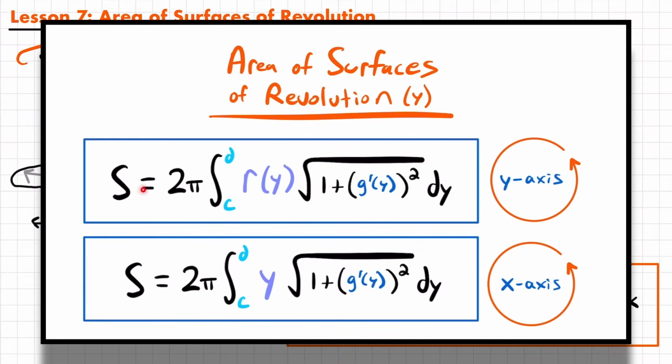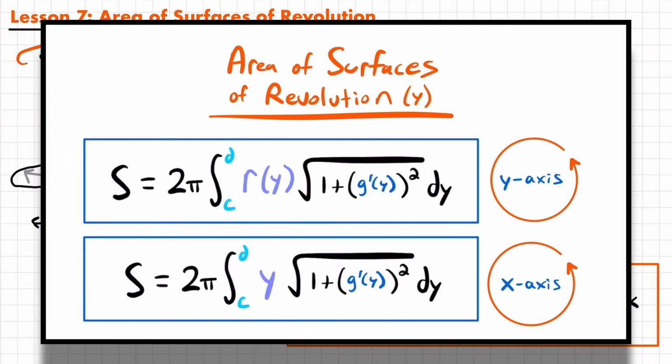So if you're revolving around the y-axis and your curve is expressed in terms of y, then the area of the surface is equal to 2 pi times the integral from c to d, which are two values of y, of the radius in terms of y times the square root of 1 plus g prime of y, the derivative of g of y squared, times dy. And if you're revolving around the x-axis, then the radius in terms of y just becomes y. Okay, but once again, you're probably not going to use these formulas. You are most likely only going to be working in terms of x, but if you for some reason need to work in terms of y, these are the formulas that you would use.